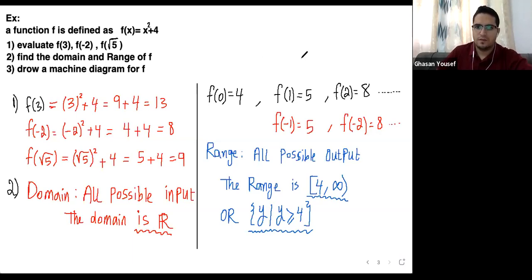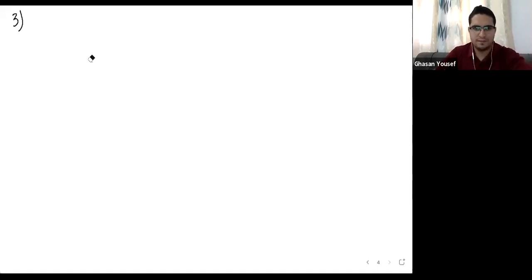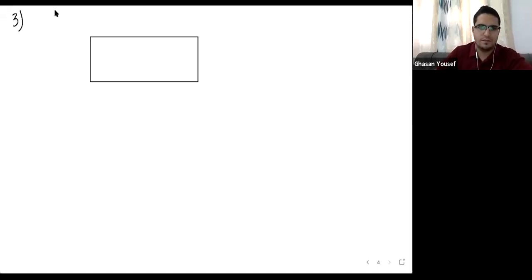Okay. So next slide. Here is the third question. Draw a diagram. So the diagram will look like this. This is a machine, and this machine has an input like this. This is the input, and this is the output.